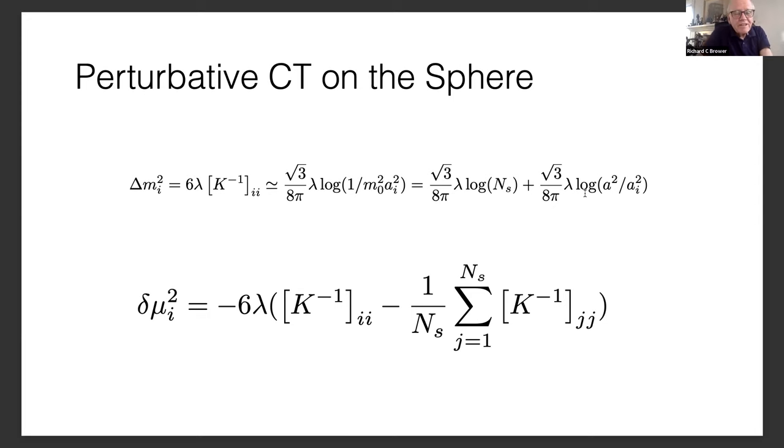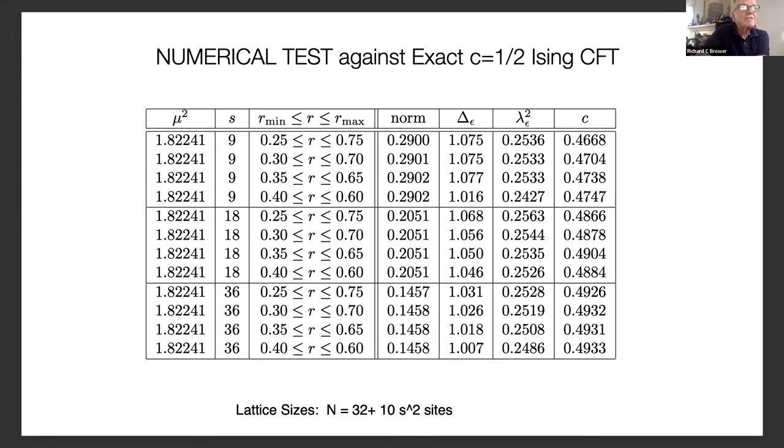When you do this, you now have a uniform cutoff scheme in the renormalized theory, in the renormalized perturbation theory, okay? And you then should get exactly the same perturbation theory on this lattice as you take the lattice spacing uniformly to zero, okay? So that is what we tested and it worked.